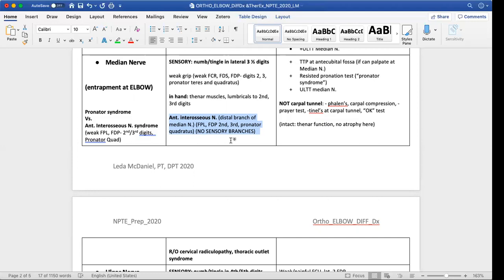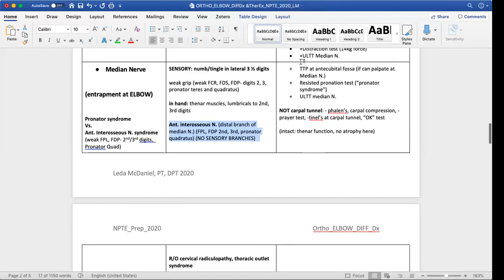This branch supplies more of the distal muscles, I think of just the finger muscles. So flexor pollicis longus and flexor digitorum profundus to digits 2 and 3 are from the anterior interosseous nerve, some motor functions. And then the pronator quadratus, which if you remember is more towards the distal radioulnar joint and contributes to pronation there. Pronator teres is localized more proximal, and that's from the main median nerve branch versus the anterior interosseous.